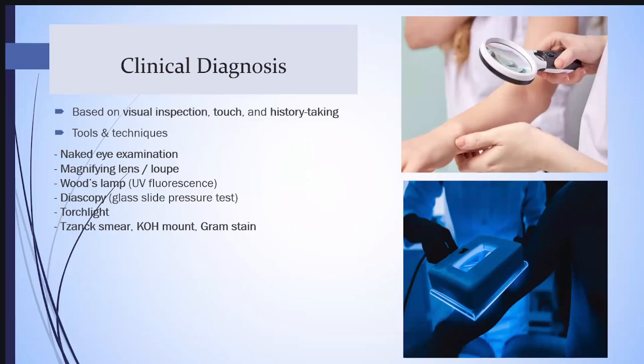So clinical examination, of course, is by inspection, touch, and history taking. We need a lot of elaborate history taking. Normally in a dermatologist's office, you see a magnifying lens, which helps us a lot. And then the Wood's lamp that you see here. The Wood's lamp, glass light pressure test, that is diascopy, and the torchlight are an integral part of our examination. And then we have small side lab procedures like Tzanck smear, KOH mount, and Gram stain.